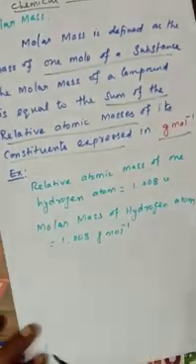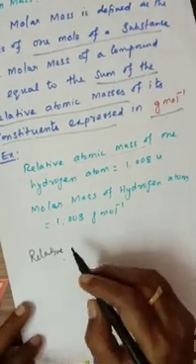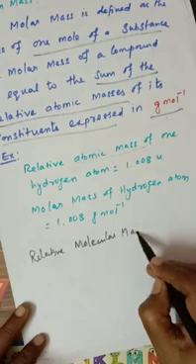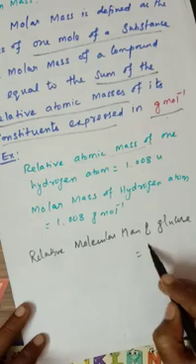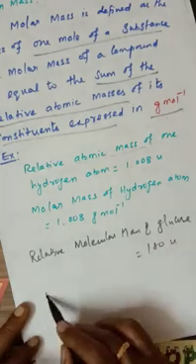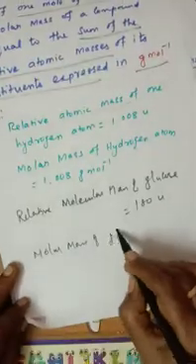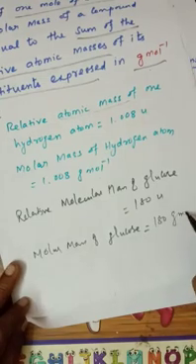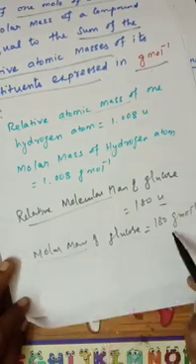Not only for this, suppose the relative molecular mass of glucose. Molecular means the mass of the glucose molecule, in U. And the molar mass of glucose is equal to 180, and the unit should be gram per mole. Relative molecular mass is written with the unit U, and molar mass is written with the unit gram per mole. This is known as molar mass.